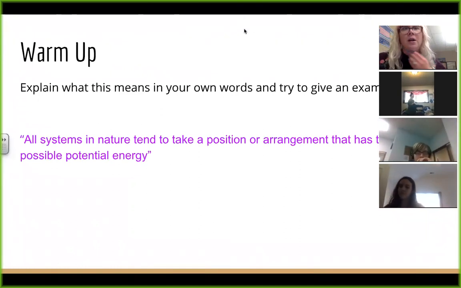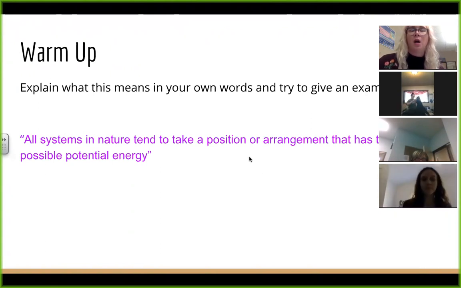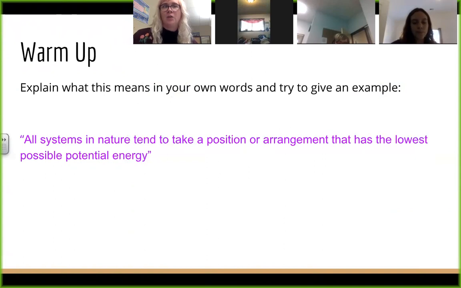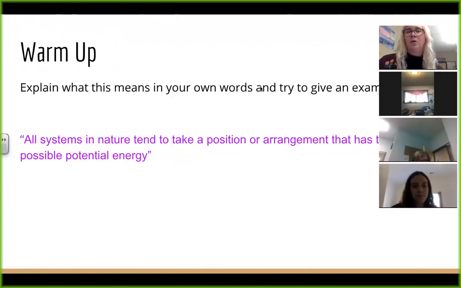A quote that I took from the Florida Virtual lesson on electron configuration: All systems in nature tend to take a position or arrangement that has the lowest possible potential energy. So right now, I want you to think about what that quote actually means and try to give an example of a situation or scenario that you think represents that. I'm going to give you about a minute and a half right now to reword this quote into your own words and think of an example.